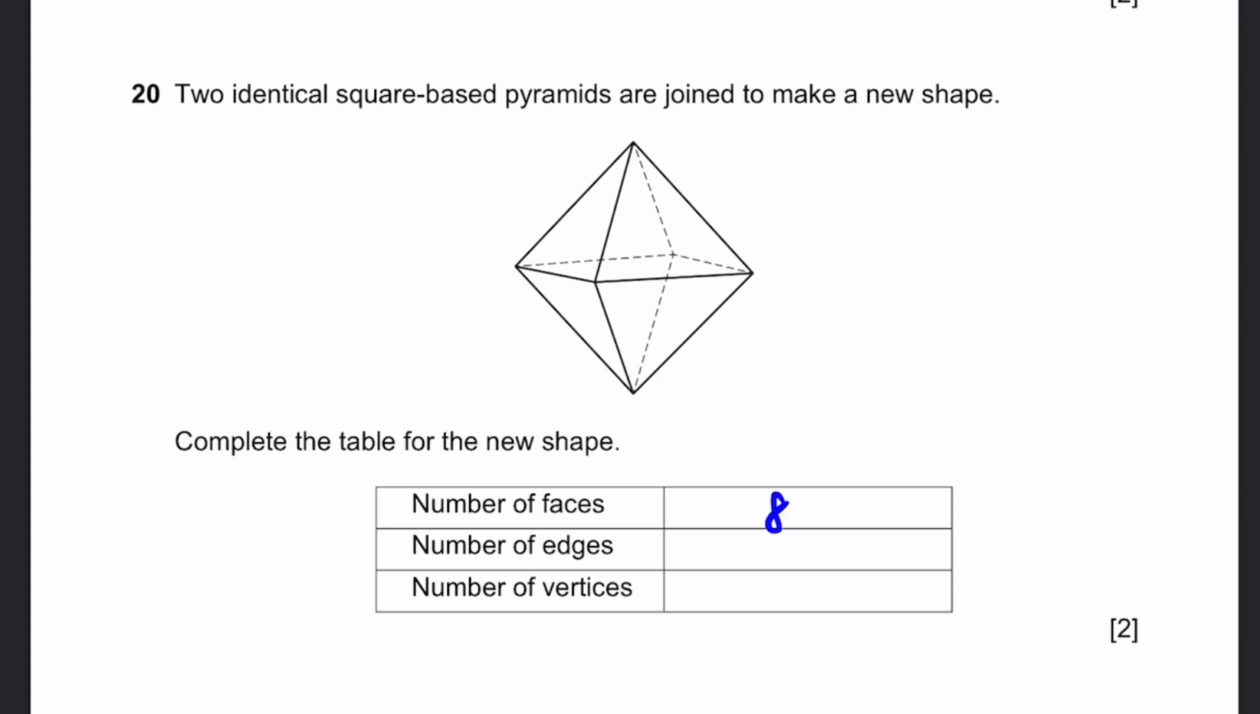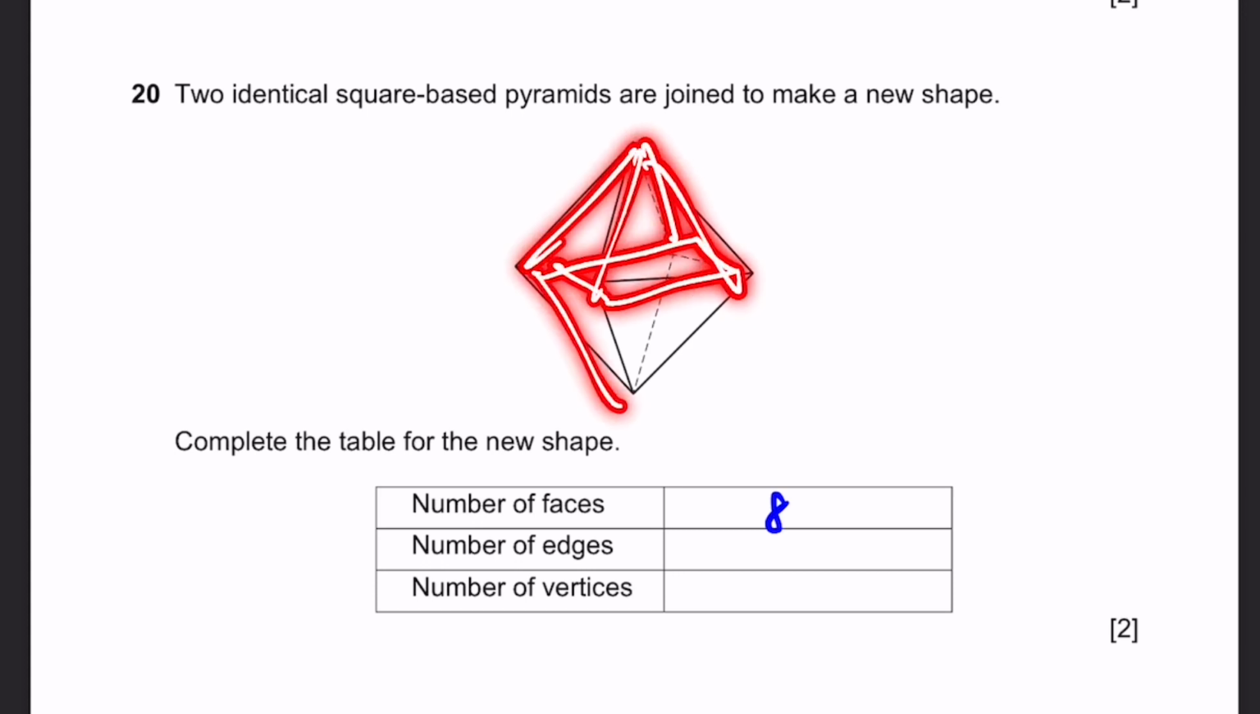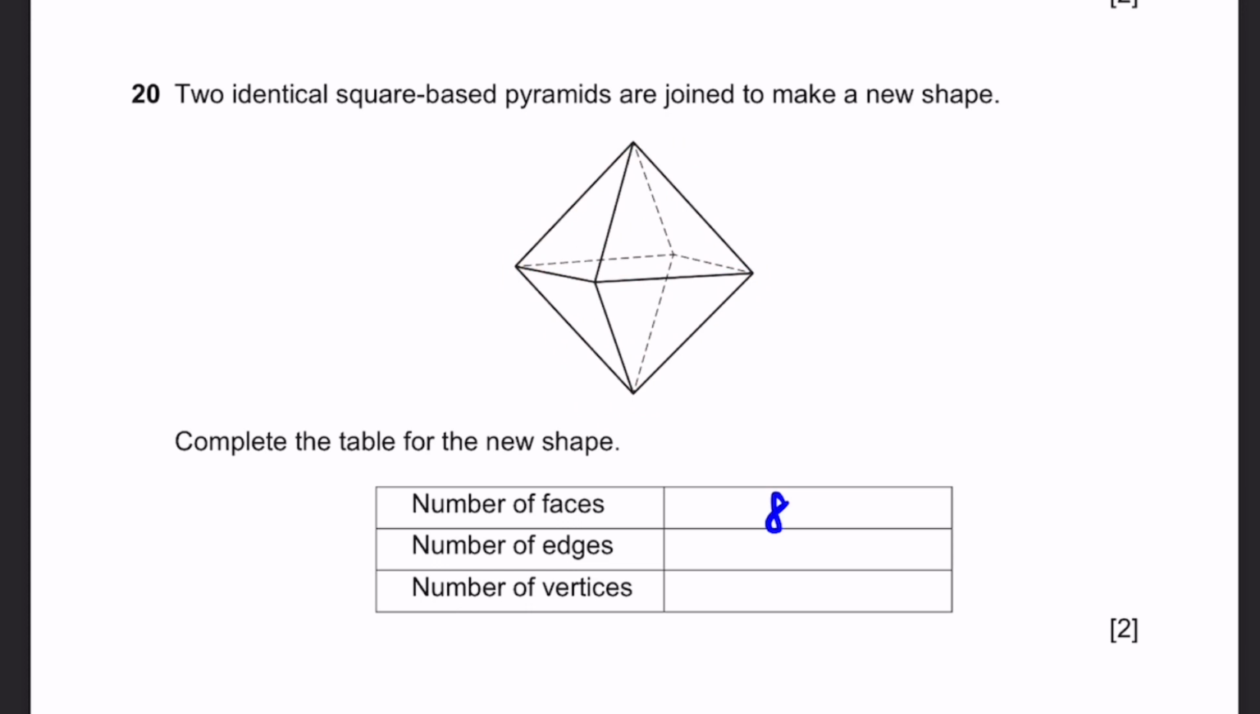Number of edges. We have 1, 2, 3, 4, 5, 6, 7, 8 for the square, and another 4 for the triangle edges. So that's 4 plus 4 plus 4, 12. Now the number of vertices, that is 1, 2, 3, 4, 5, 6. There's only 6 vertices. That's the answer.